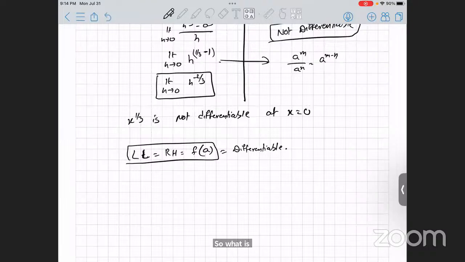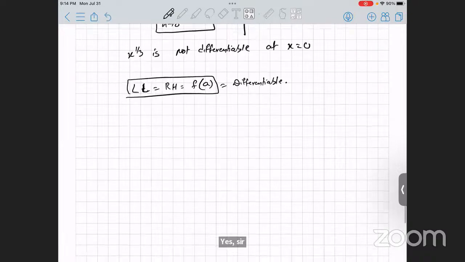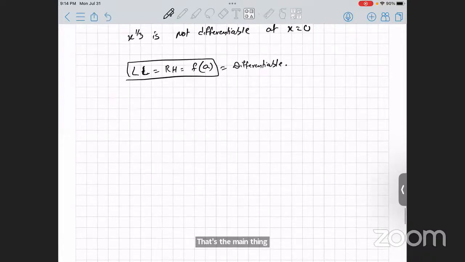Sir, this formula is for boards and for understanding. Look, if you understand this correctly, then you can solve. That is the main thing. Sir, can you once solve this example with the formula? Limit h tends to 0, f of a plus h minus f of a divided by h.